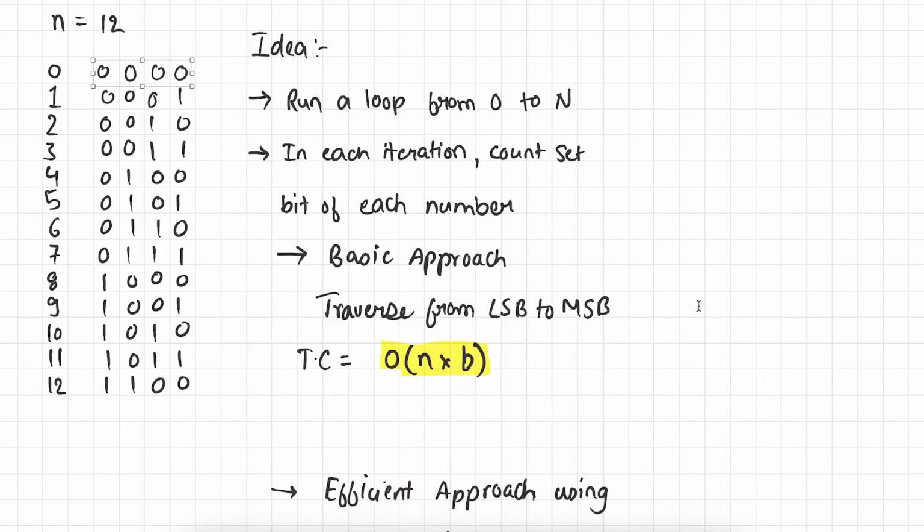To count the number of set bits, there are two approaches. One is the basic approach. In this approach, we simply traverse from the least significant bit to the most significant bit, and we check in each iteration whether the bit is set or not. If the bit is set, we increment our count. The time complexity of this approach is big O of n into b, where n is the number of iterations because we are traversing from 0 to 12, and in each iteration we are traversing the number of bits. That's why the time complexity is big O of n into b.